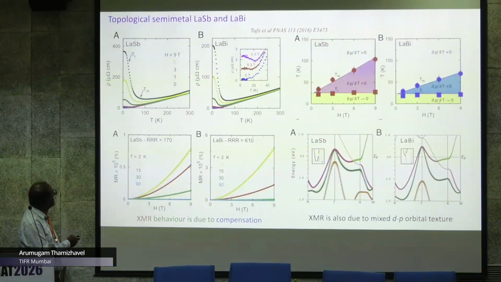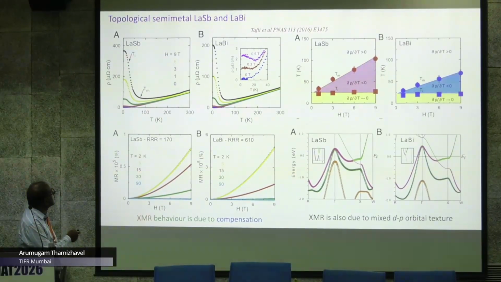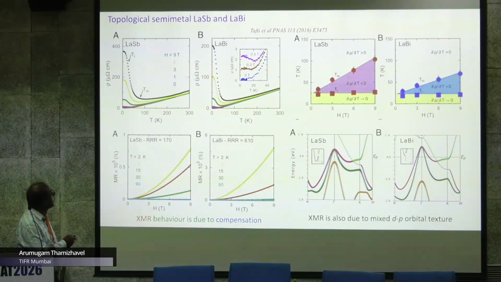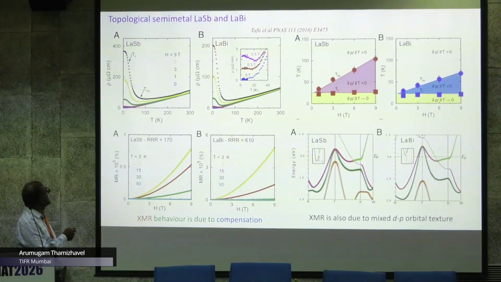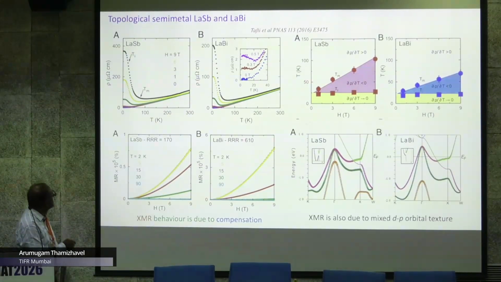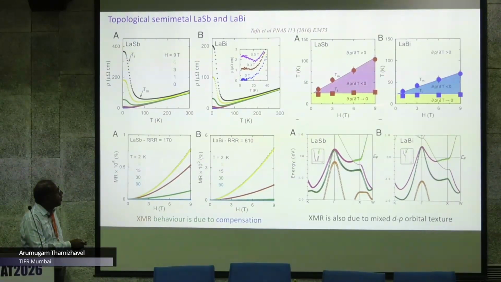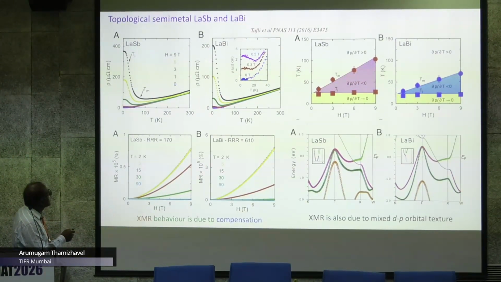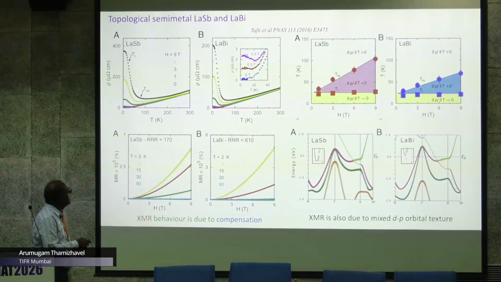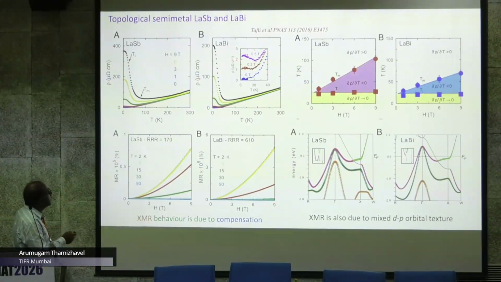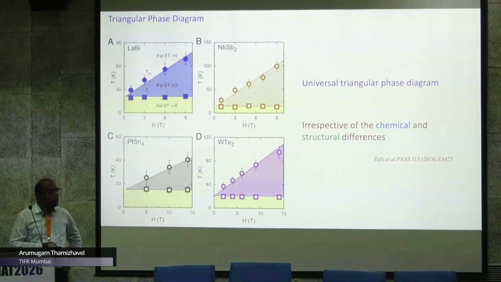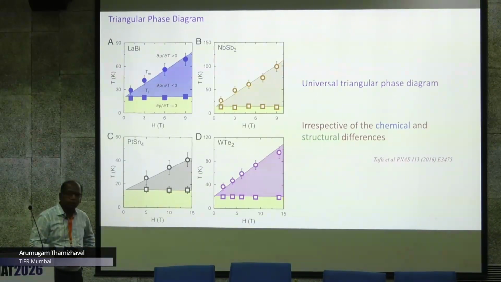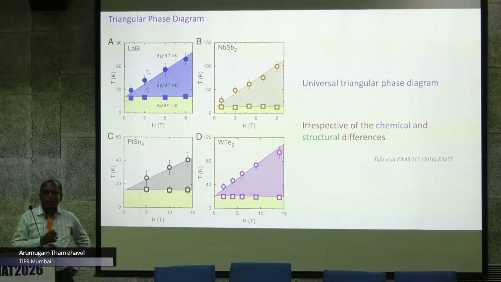Interestingly, they observed that the electrical resistance increases as you increase the magnetic field, and they show this transition. I mean, there is a metal to insulator kind of transition, and then it just stays there. It flattens out here. If you draw this into your phase diagram, it forms a triangular phase diagram. This means that this metal to insulator kind of transition increases as you increase the magnetic field, whereas the inflection point here, which saturates here, remains almost flat. So this became a universal triangular phase diagram in these kind of semi-metallic systems. Irrespective of the chemical and structural differences, all of these compounds exhibited this kind of triangular phase diagram.